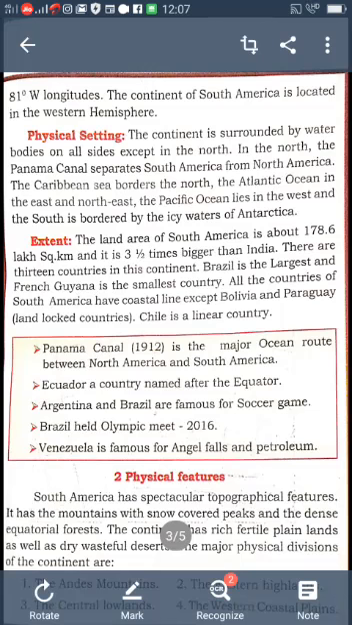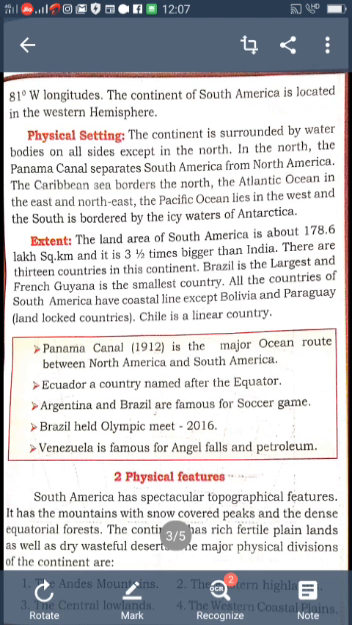Next you learn about physical features. What do you learn? Physical features of South America. These are the topographical features. It has mountains. These mountains are covered with snow-covered peaks, and there is dense equatorial forest. The continent has rich fertile plain lands as well as dry, barren desert.